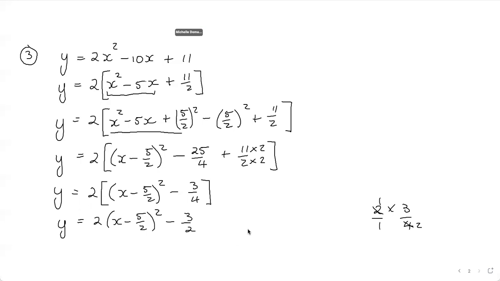As you can see, once you get into the swing of it, if you just stick to that routine of halving this number, adding it on squared, counteracting it by subtracting the same thing, and then tagging that extra number on the end and doing the tidy up, you'll soon find the process quite easy.